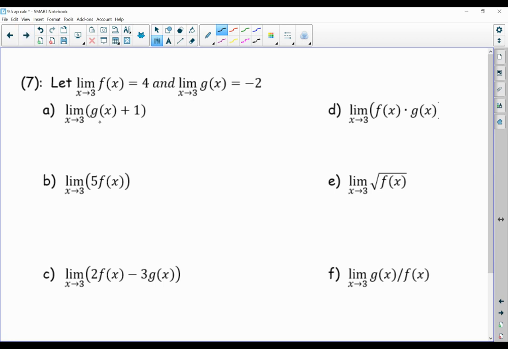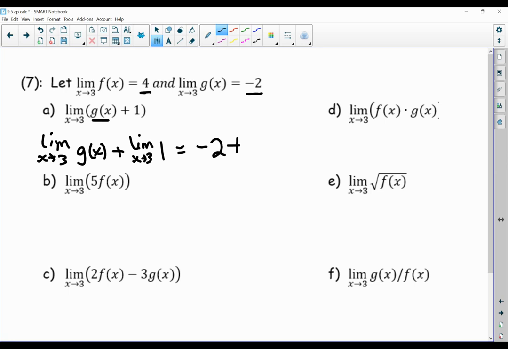Okay, so for this first one, notice that I have g of x at x approaches 3. I have the function g of x, which I know the limit is -2, and the limit of f of x at 3 is 4. Now this is the limit of g of x plus 1. You can think that means that the g of x graph was shifted up 1, or you can think about this as the limit as x approaches 3 of g of x plus the limit as x approaches 3 of 1. Well, g of x we know is -2. Now, the function 1, that's y equals 1. Guys, y equals 1 is just a horizontal line at a height of 1. Every limit would be 1 because all the heights are the same. So we would just add 1 and get -1.